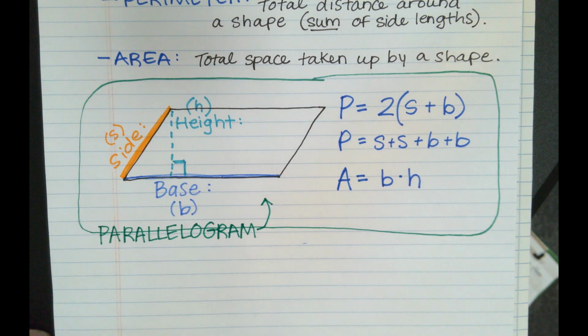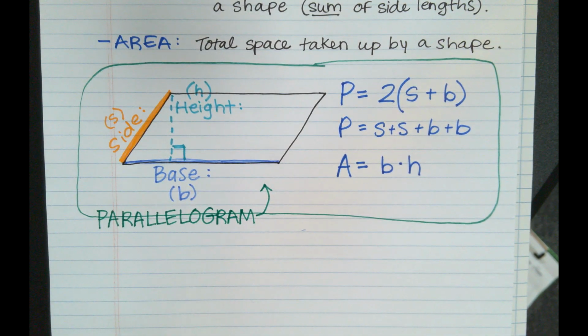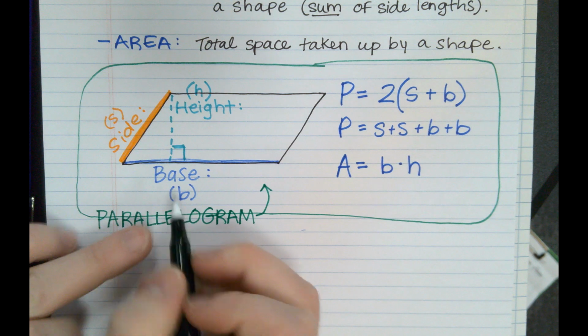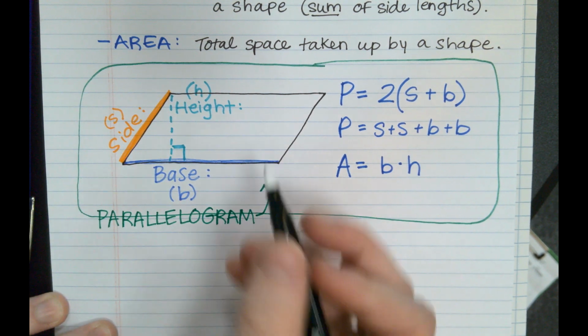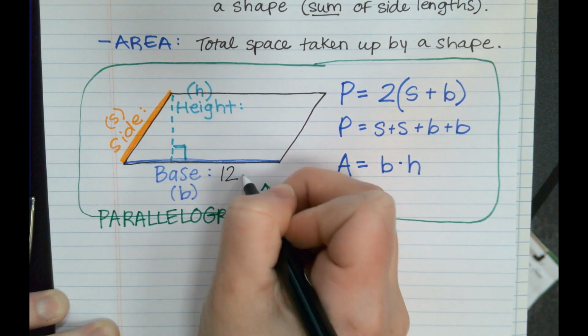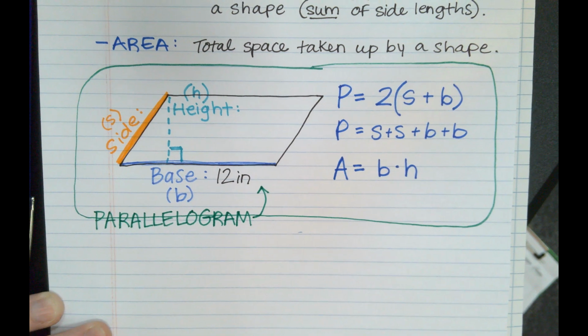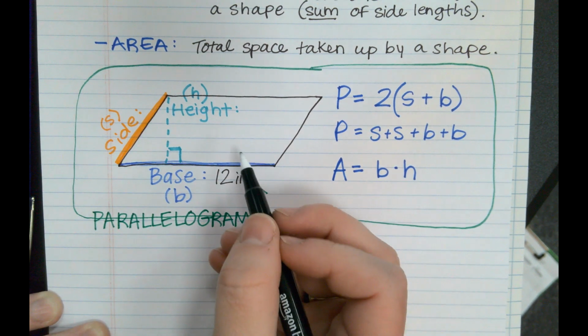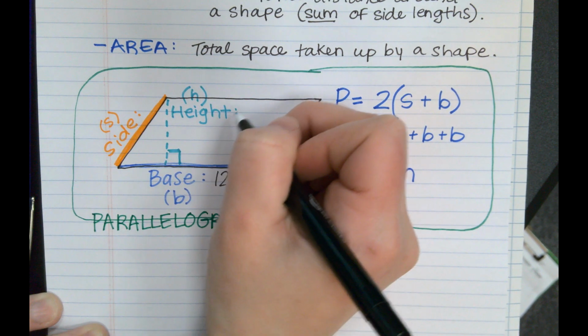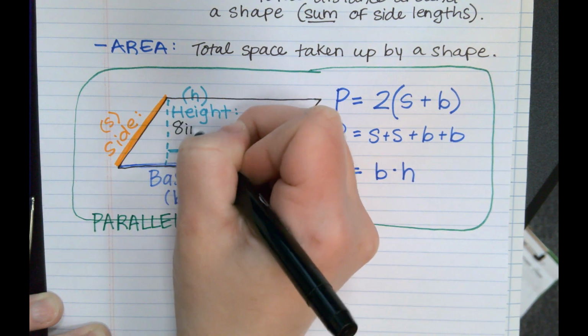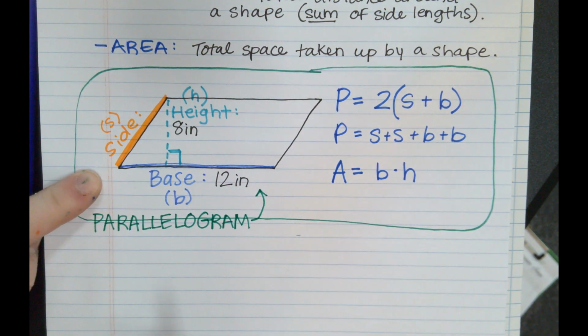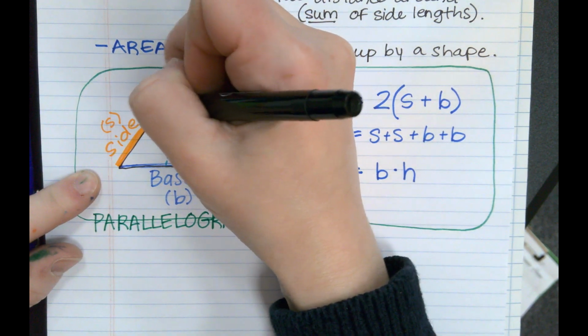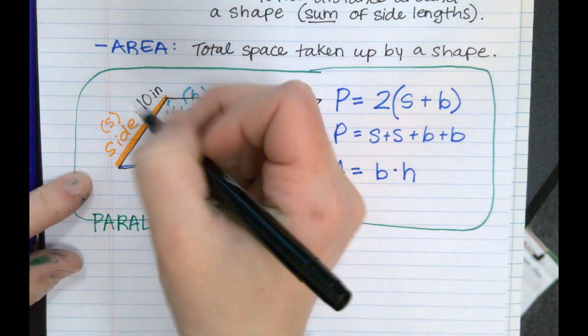So I'm going to give you some numbers, and I'm going to make sure that we understand how to properly put them into our formulas. So let's say that this parallelogram has a base of 12 inches and a height of 8 inches and a side length here that is 10 inches.